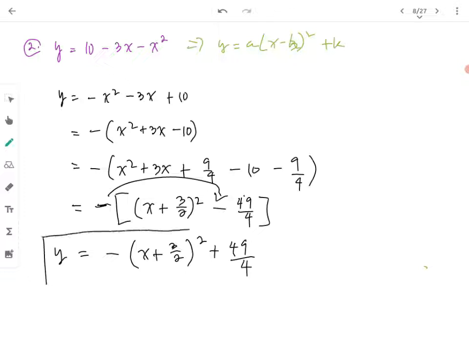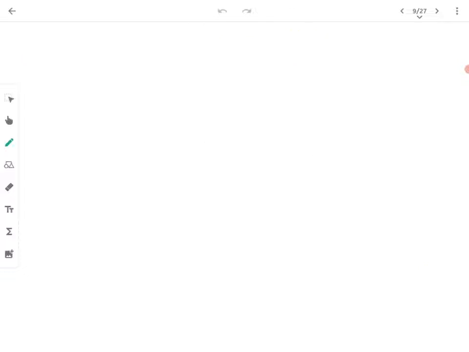So in finding the vertex, this form is very useful. But in finding the x-intercept and y-intercept, you can still use this, you can still use that. So let's try the first important part.